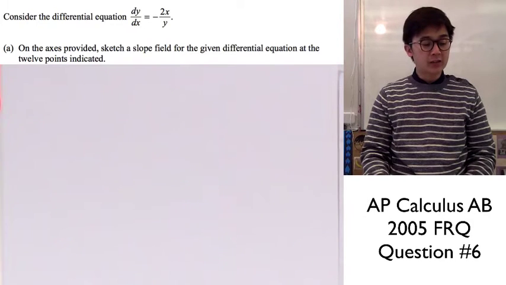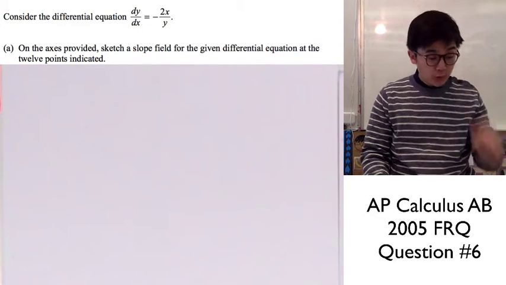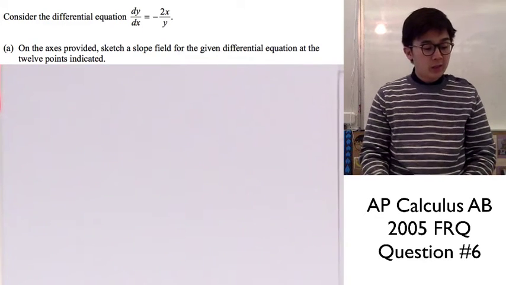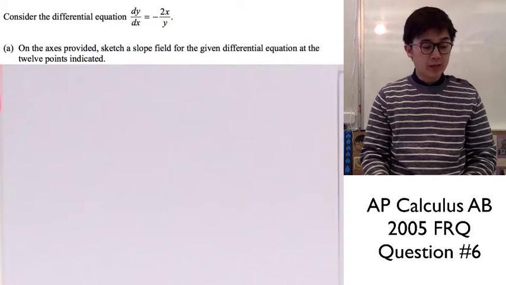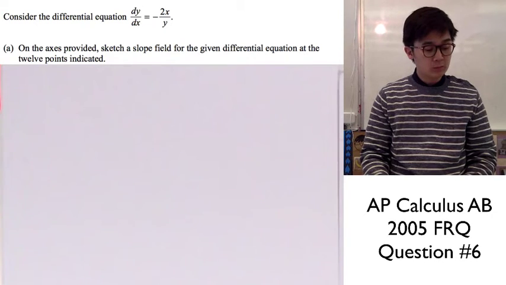Today we're going to be answering an FRQ from 2005, question number 6. So here we are given a differential equation dy/dx is equal to negative 2x all over y. And for the first problem, we're supposed to sketch the slope field for the given differential equation, and the points are provided to us.